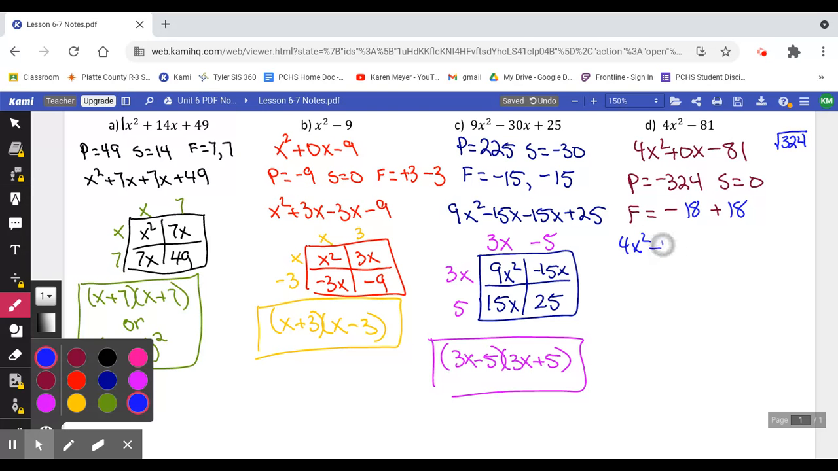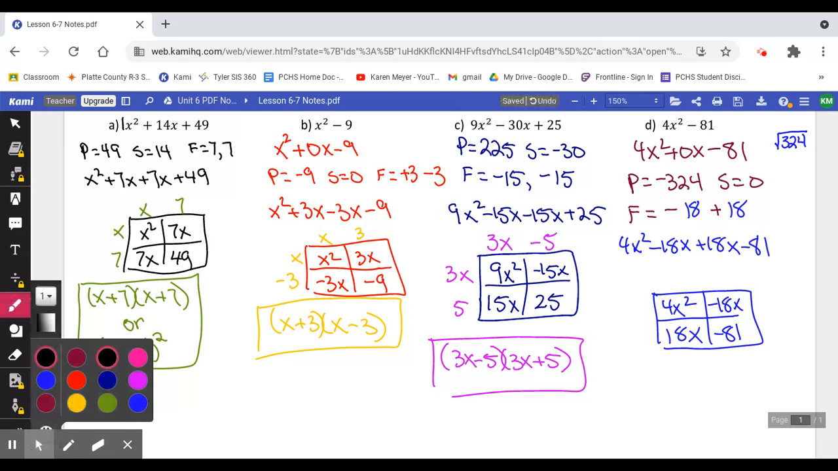So now expand the problem to 4 terms. Then we're taking those 4 terms and putting them inside the box. Okay, GCF. 4 and 18 are both divisible by 2, and they each have an x. Oop, can't start with a negative, so take that out. 18 and 81 are both divisible by 9. Sideways, we could take out a 2x and a 9. So we're looking at 2x minus 9 and 2x plus 9.